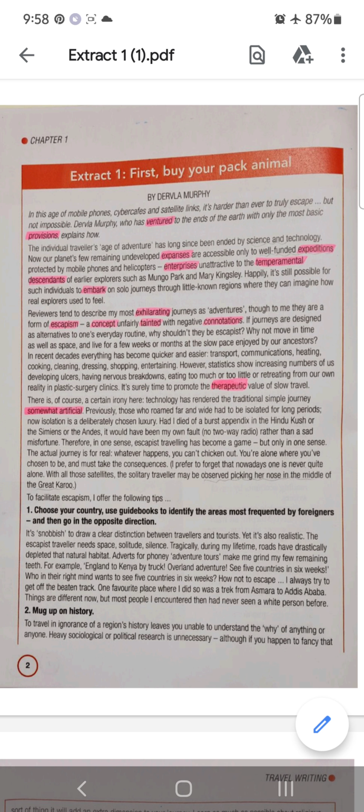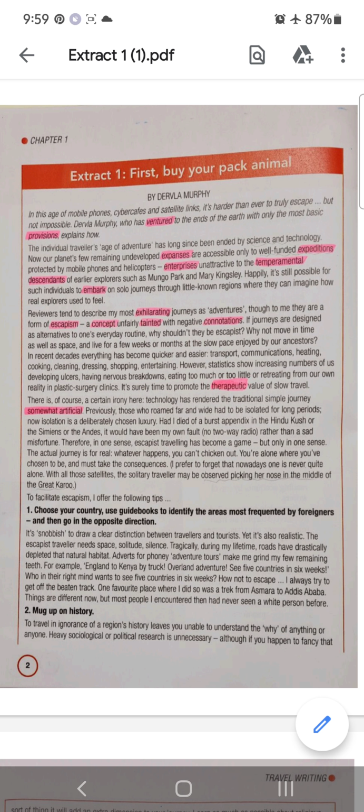So now there are only few undeveloped expanses, areas, or places accessible to well-funded expeditions protected by mobile phones and helicopters, enterprises unattractive to the temperamental descendants of earlier explorers such as Mungo Park and Mary Kingsley. This form of traveling, where there are helicopters and phones and you have people with you, is unattractive to the temperamental descendants, the difficult to please. Now, a temperamental person is a person whose mood changes a lot, but here it's meant as someone who's difficult to please.